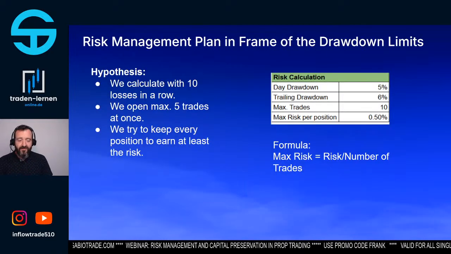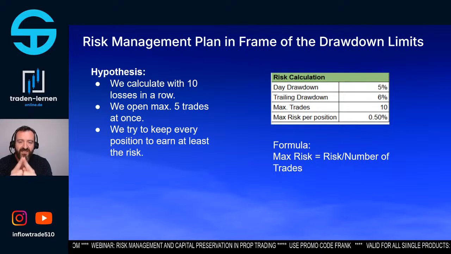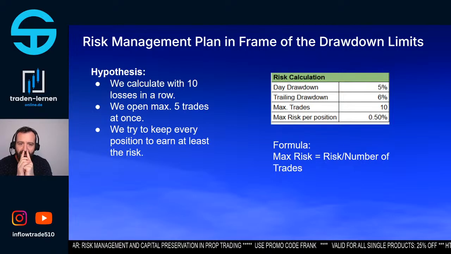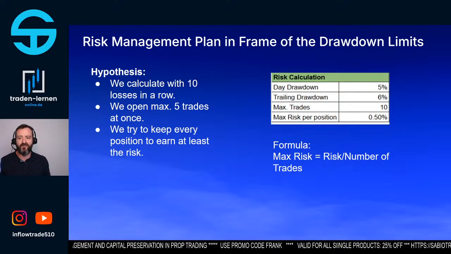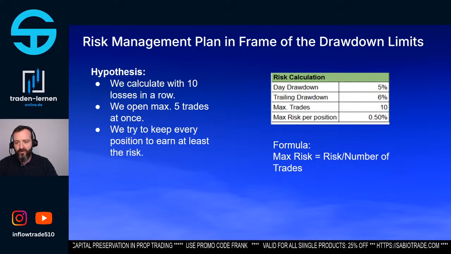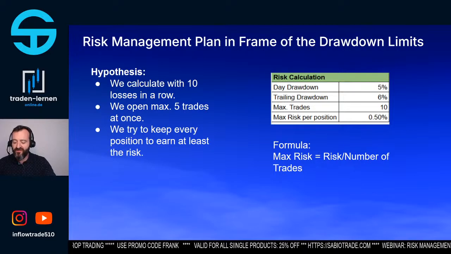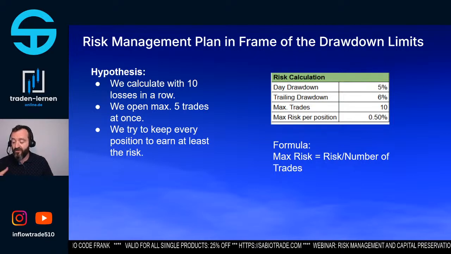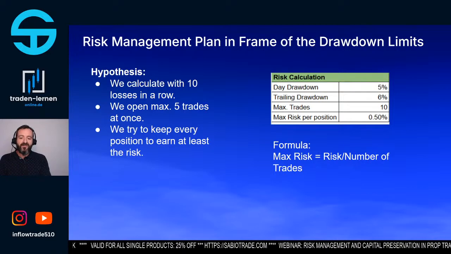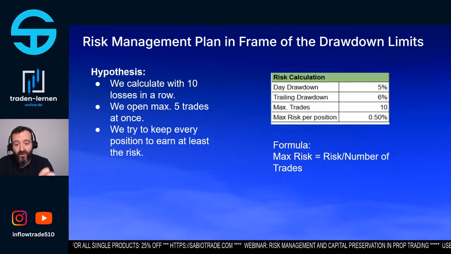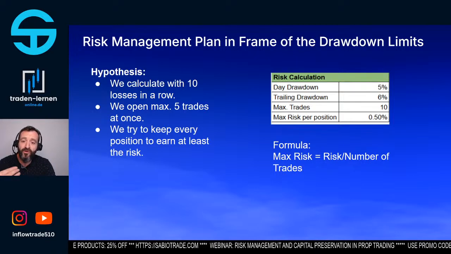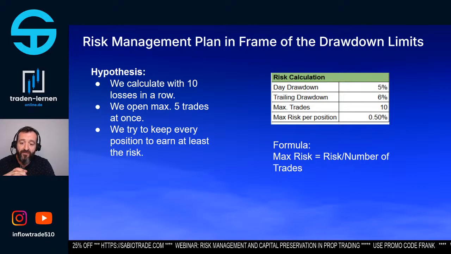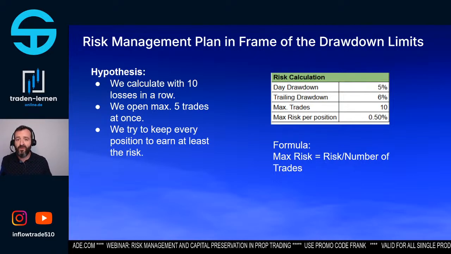So that means, guys, we have to think now about how to stay within the boundaries. If you're doing a risk calculation, first of all, start with a hypothesis, or a framework in which you want to operate. We are calculating with 10 losses in a row. When we are having 10 losses in a row, we would like to still stay in the game. Or, let me say, when we are having more than that, we will breach the account. We open a maximum of 5 trades at once, so that we always have an eye on not risking our boundaries with our portfolio. And we try to keep every position open to earn at least the risk. That means we don't touch the position until we have earned the risk.